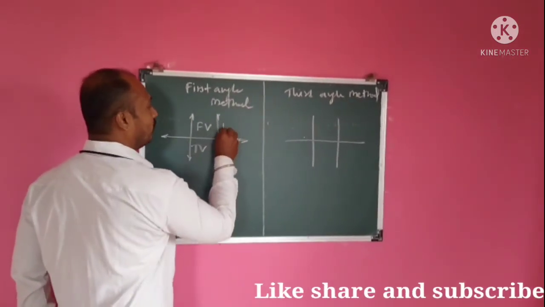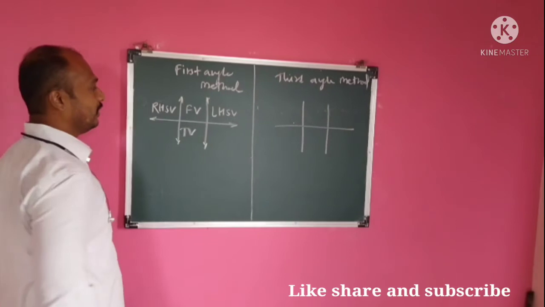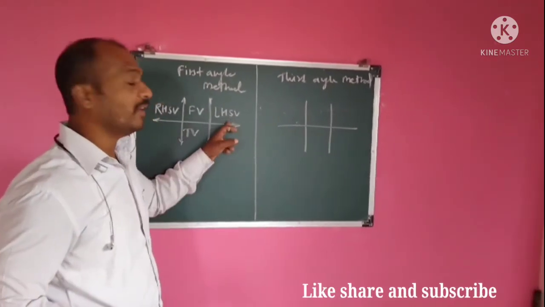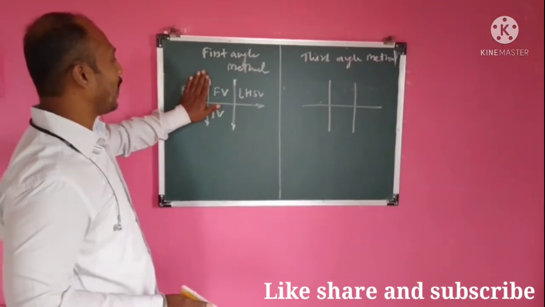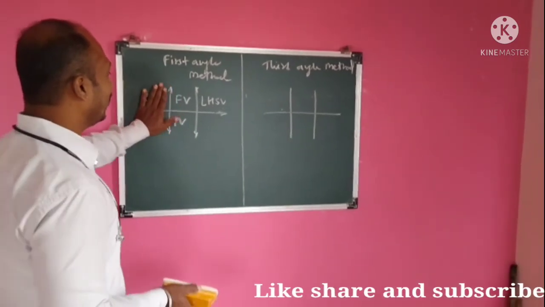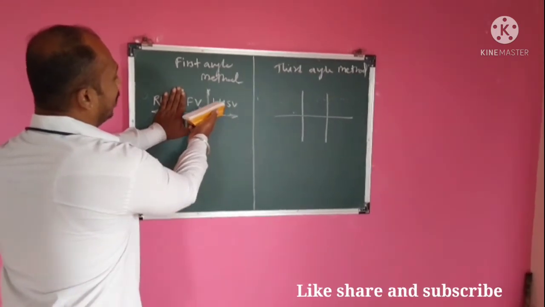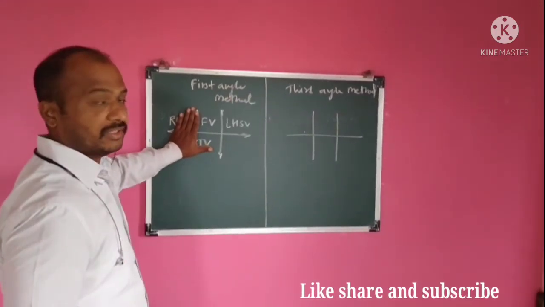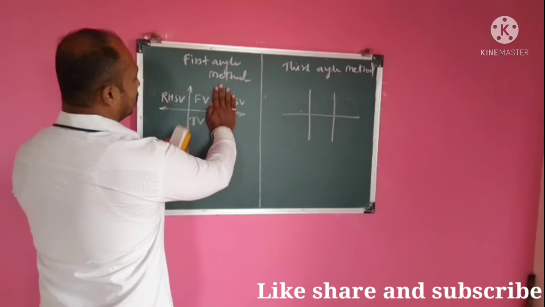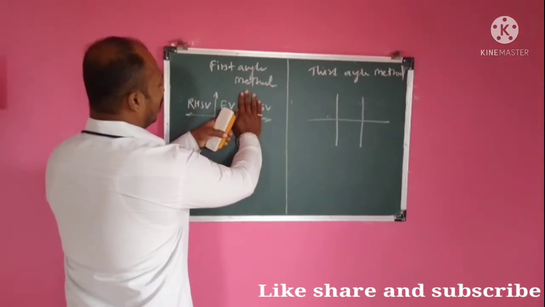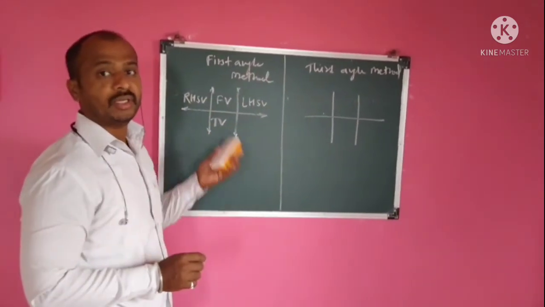On the right side of the front view, there will be the LHSV, and on the left side of the front view, there will be the RHSV. So if the problem asks to draw the left hand side view, keep your hand like this. Then you will get that the front view is here in the second quadrant, the top view below that, and on the right side of the front view there will be the left hand side view. And if the right hand side view is asked, place your hand like this. The front view will be here, the top view here, and on the left side of the front view there will be the right hand side view. Like this you can remember the positioning of the views.